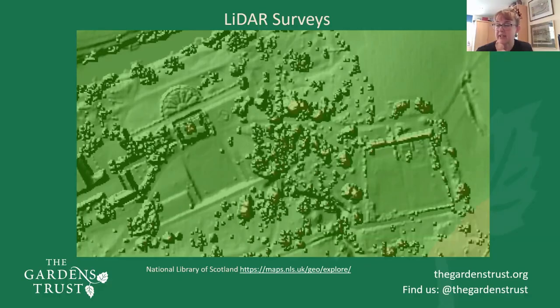But what you can see is there are paths and ditches in the woods, which don't show up on the maps. And in the walled garden to the far right, which is not quite square, but it's almost square, you can just see faint lines to show where all the former pathways were. So it's always worth having a look on the LiDAR survey of your site.